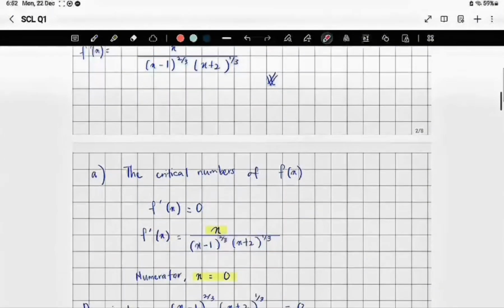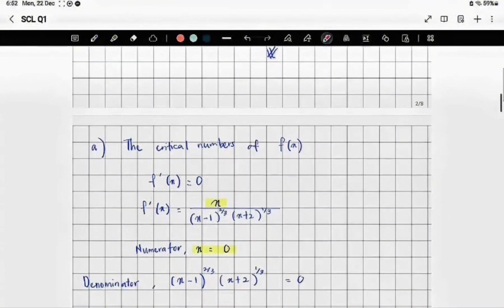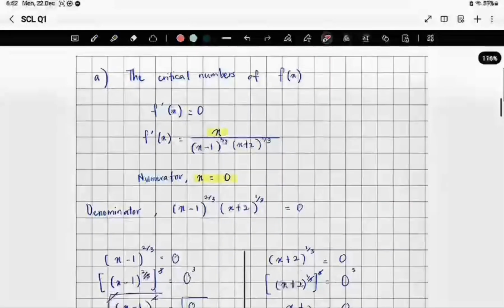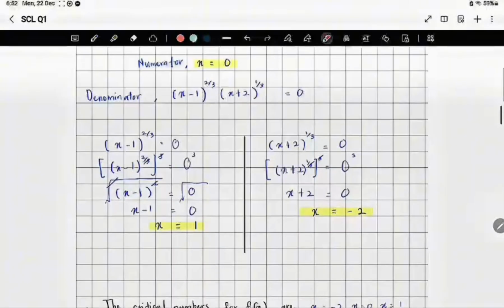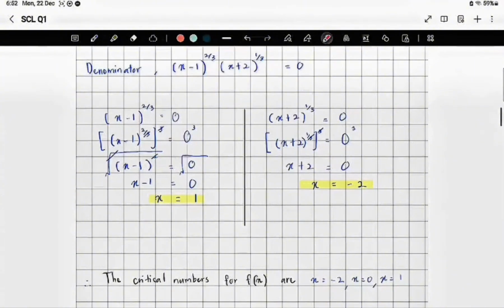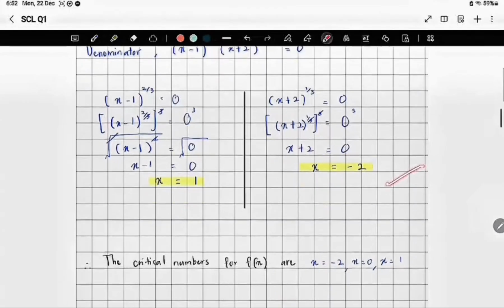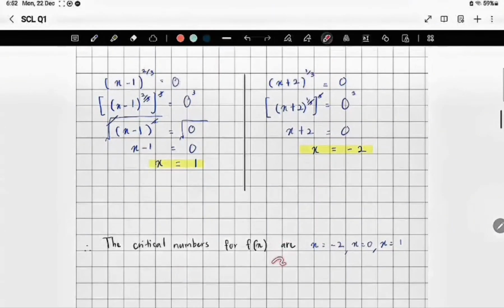And then next, we want to find the critical numbers. So we look for when the derivative is 0 or undefined. Setting our numerator to 0, we get x equal to 0. And then we set the denominator equal to 0, and solve it separately like this. We solve for x and we found two values: x equals 1 and x equals -2. Therefore the critical numbers for f(x) are x equal to -2, x equal to 0, and x equal to 1.